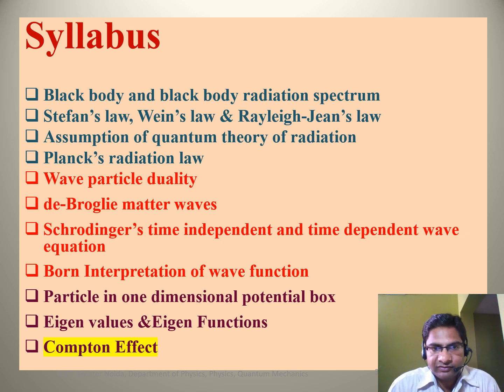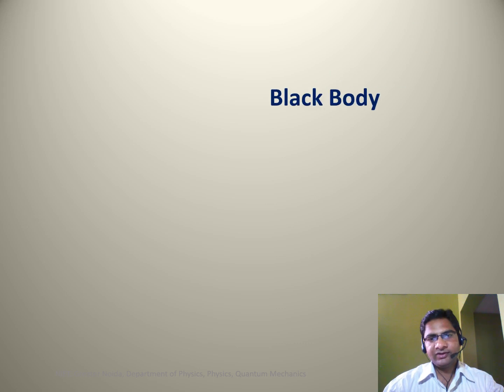And then Schrodinger's time independent equations. There are two equations, either one of the two equations is usually asked. Third is particle in one-dimensional potential box. This is a very important problem. Usually this is asked. And last is Compton effect. So these are the topics that are important for long answer type questions. Though all the topics are equally important for us. So now the question is, what is black body?